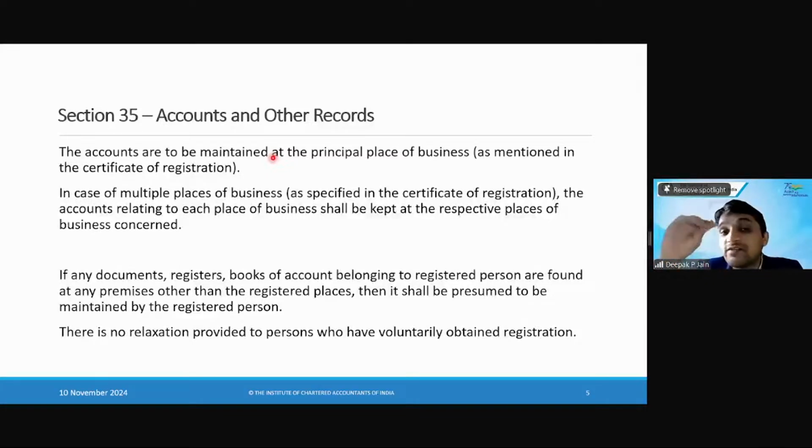All the other addresses within one state. If it is in a different state, will you give it? In your registration, we have gone through the registration, right, briefly. So in your registration certificate, will you give the address of all the branches in one state or in multiple states? That also you will give.